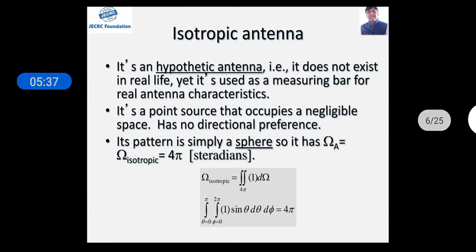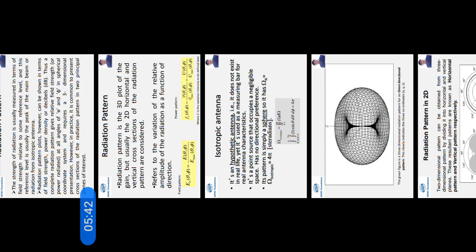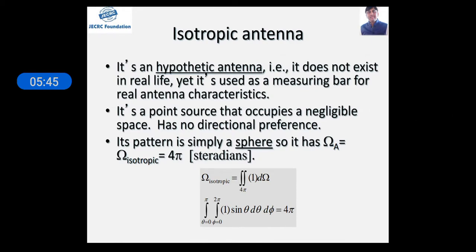Now, what is an isotropic antenna? It is a hypothetical antenna. Practically, it is not possible. It does not exist in real life, where it is used as a measuring bar or reference antenna for real antenna or test antenna characteristics. It's a point source that occupies negligible space and has no directional preference. It radiates in each and every direction with an equal amount of energy. Its radiation pattern is simply a sphere.